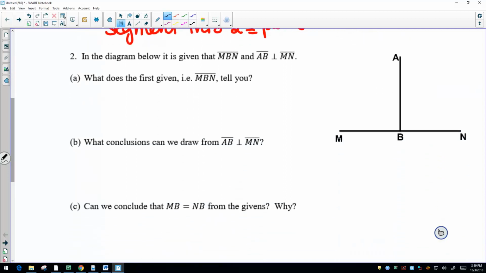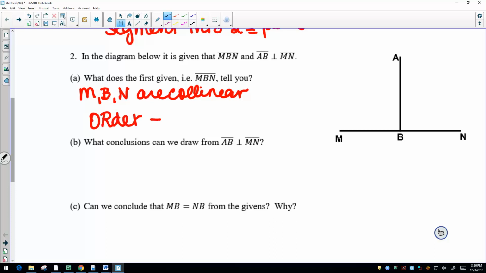Okay, below, again, we have a diagram and we are given that we have segment MBN and segment AB is perpendicular to MN. So it says, what does the first given, the fact that we have segment MBN, tell us? And really the only thing that we can say here is that points M, B, and N are collinear, meaning they are all on the same line. Not only are they collinear, but this also tells us the order that they are in. So I know that it has to go M, then B, and then N. So B has to be in the middle.